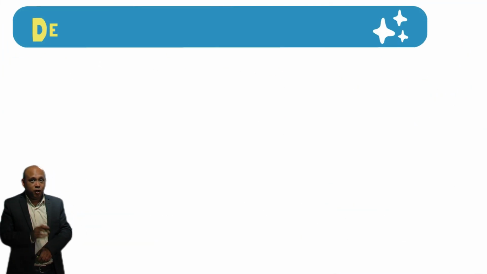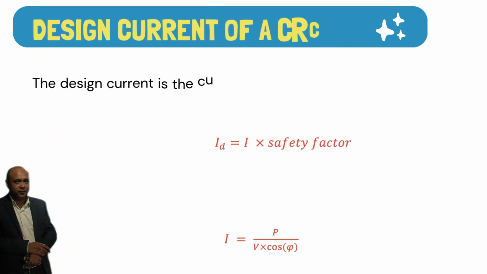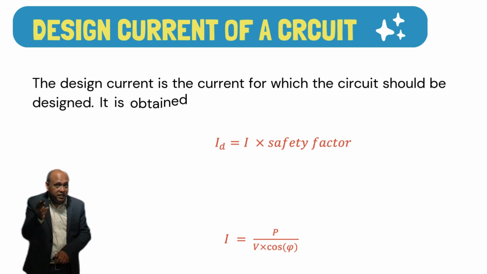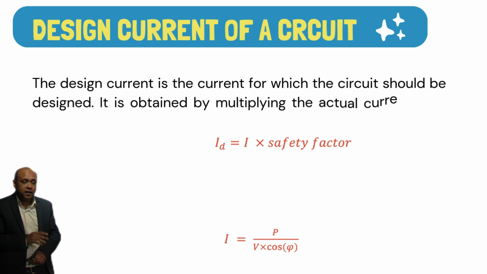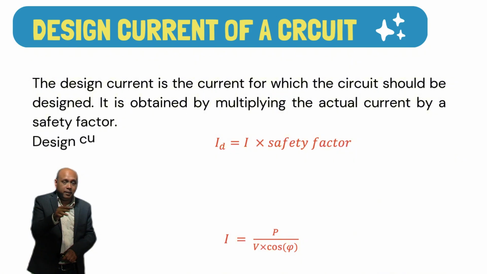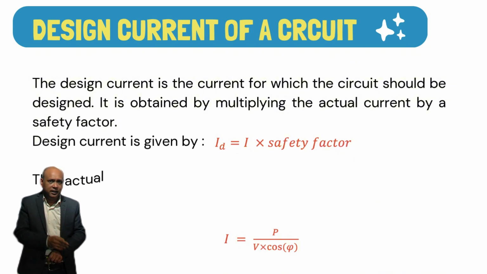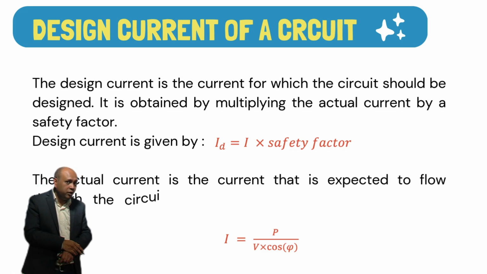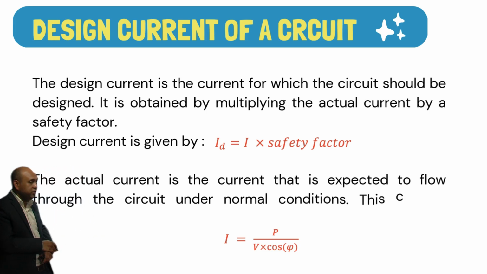Okay, now let's talk about the design current of a circuit. The design current is the current for which the circuit should be designed. It is obtained by multiplying the actual current by a safety factor. The actual current is the current that is expected to flow through the circuit under normal conditions.